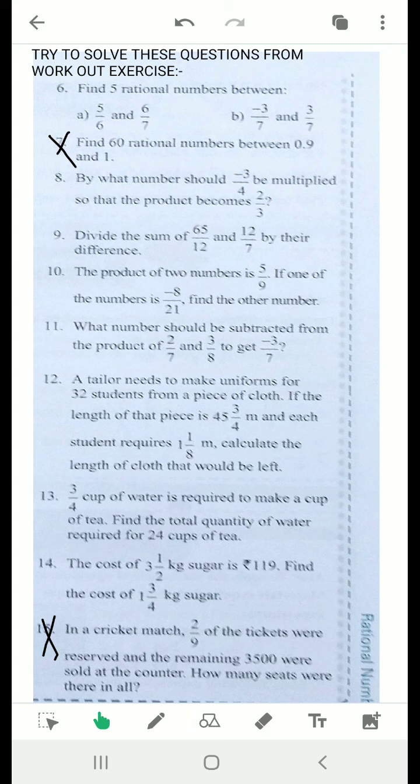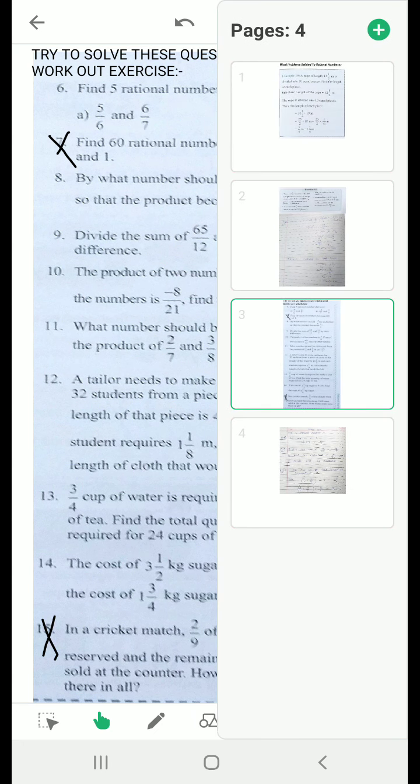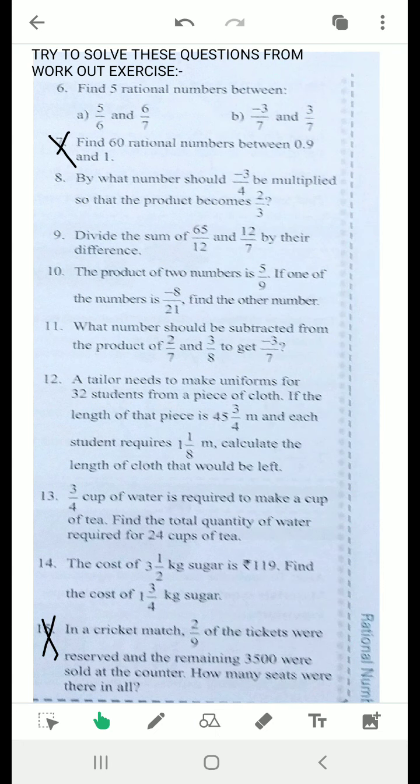Okay, the next questions are related to your worksheet from the textbook. You can see all the questions from 6 to 15 on this page. Question numbers 7 and 15 you need not solve. The rest of all the questions you have to solve. I have given hints for some questions. For question number 8, I have given a hint.